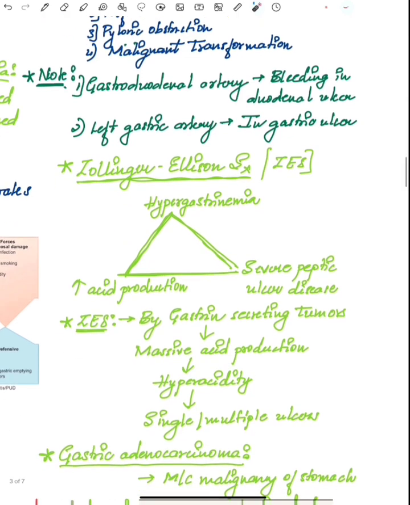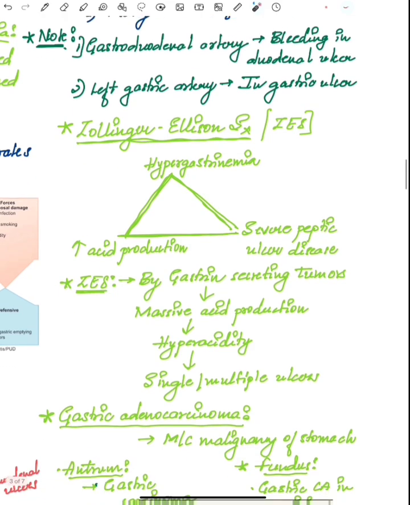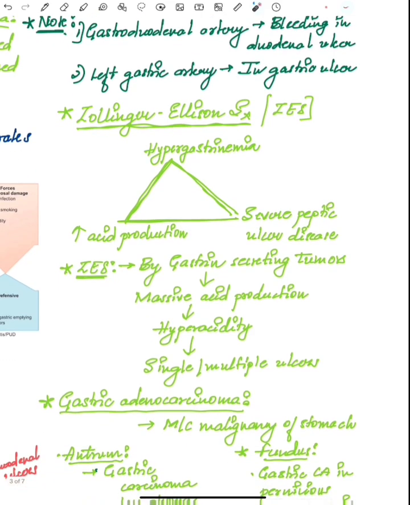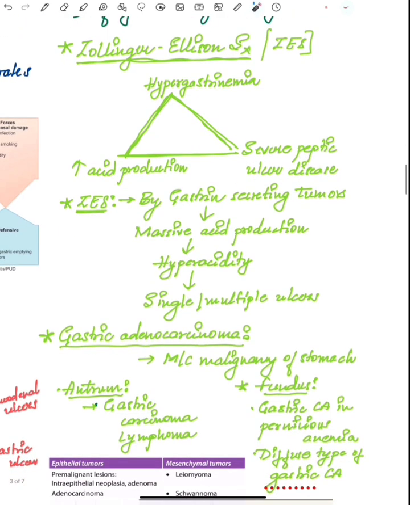As I mentioned before, this Zollinger-Ellison syndrome, which is known as ZES, is a triad. It comprises, first, hypergastrinemia, which causes an increase in acid production, which leads to severe peptic disease. We can remember this as the gastrin-secreting tumors increase, they produce massive acid production. This acid production leads to hyperacidity. This hyperacidity causes single or multiple ulcers.